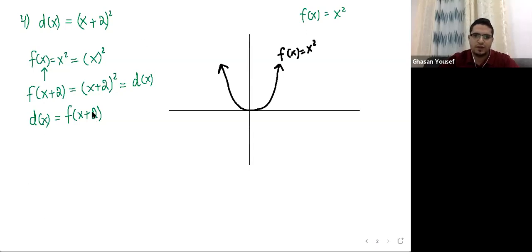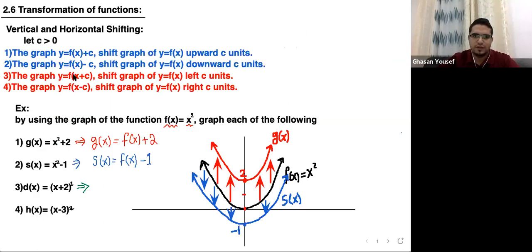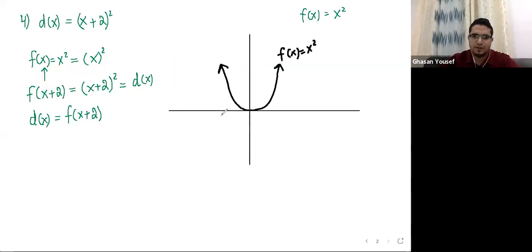Why left? Because we have plus 2. Go back to the rules to graph the function y equal f of x plus 2. See, here is plus 2. So we have to shift the graph of y equal f of x to the left c units. So 2 units, we have here 0. This is 1. This is 2. So the graph should be something like this.